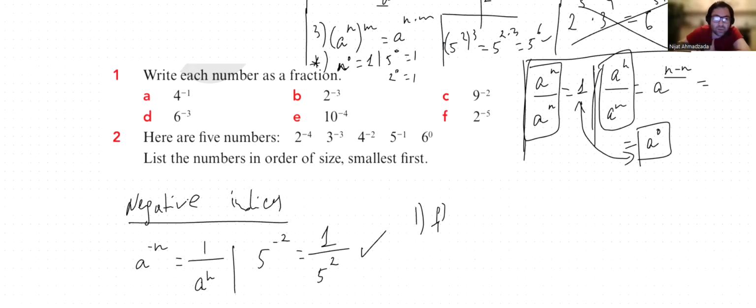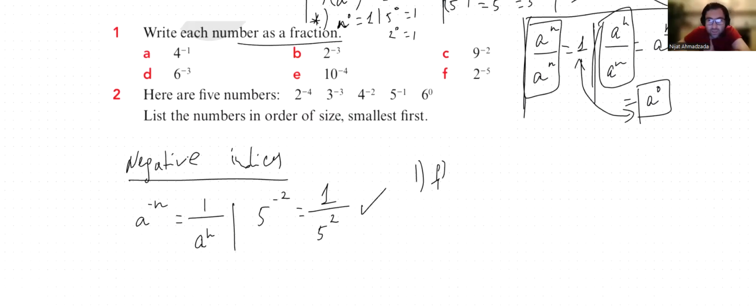So look at the rule here. Let's call it rule number 4. So we're going to do f. So 2 to the power of negative 5, right? So we have a to the power of negative n, that is equal to 1 over a to the power of n.